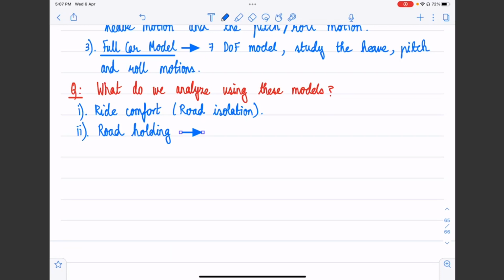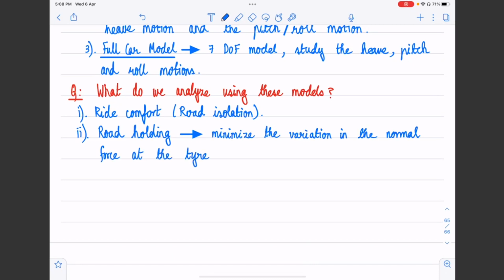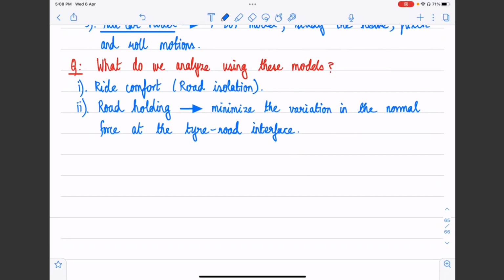road interface. So, under such a scenario, if there is too much variation in the normal load or the normal force of the tire road interface, the vehicle's response will be affected, right? So consequently, we want to minimize the variation in the normal force at the tire road interface. Okay, so that is important. So we wish to minimize the variations in the normal load of the tire interface, and that's what is essentially characterized through road holding.